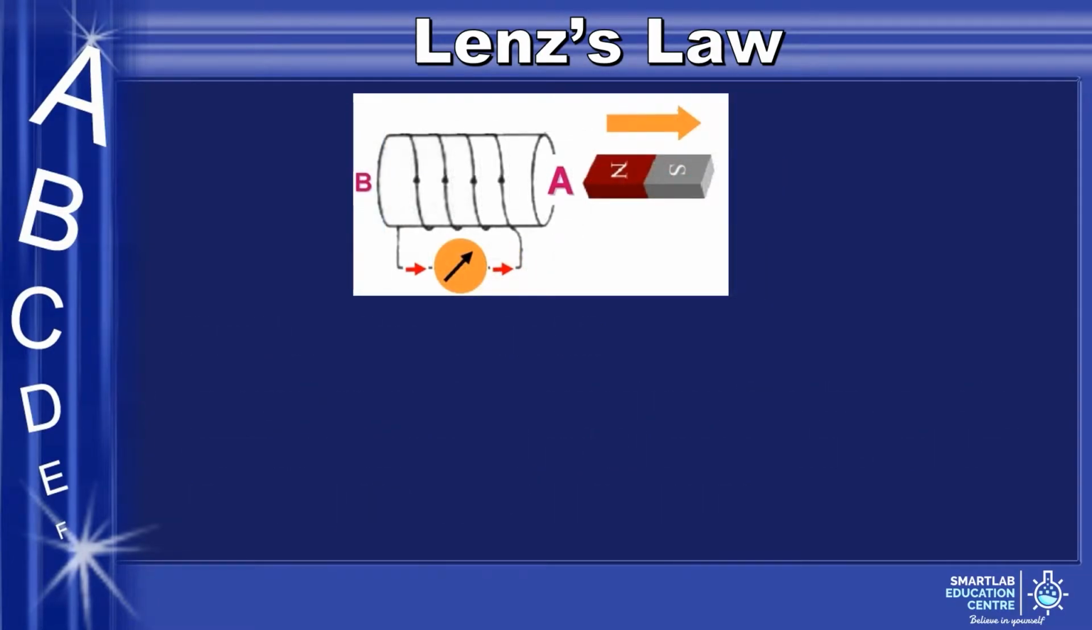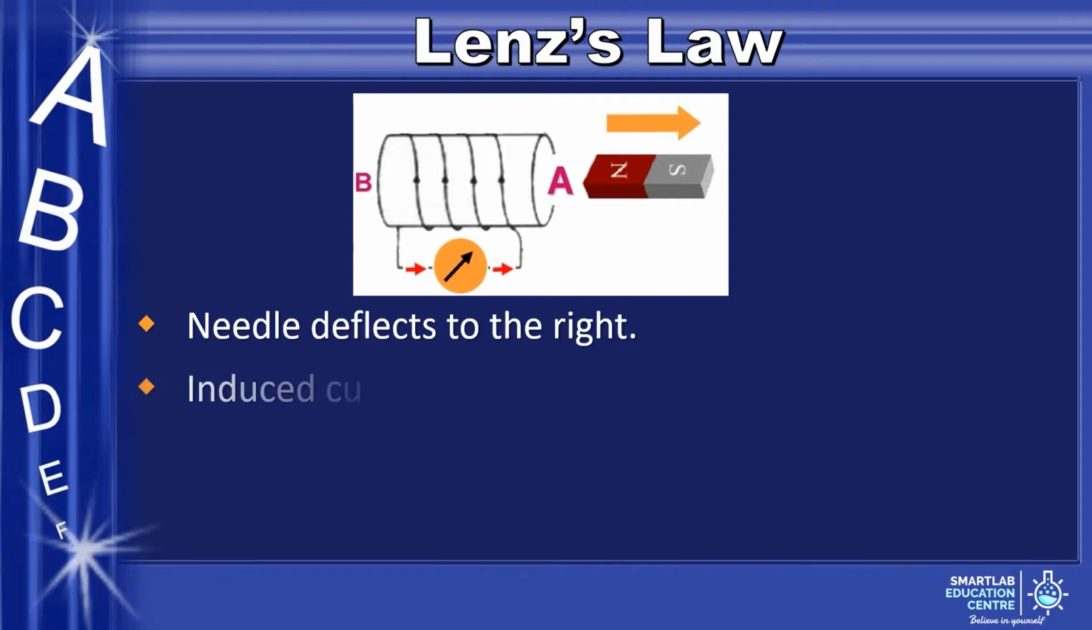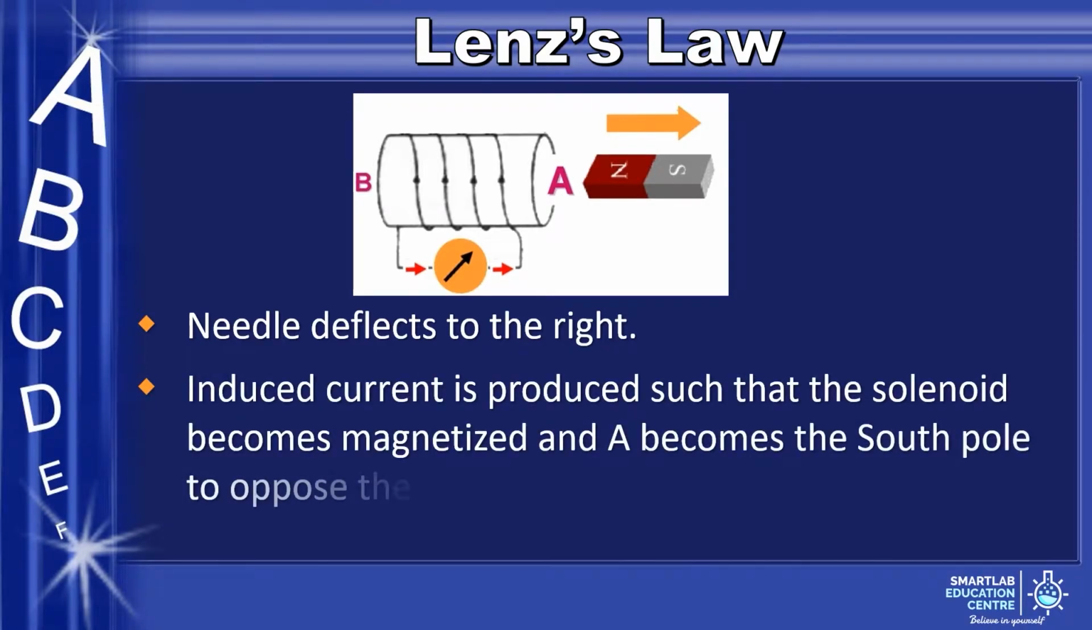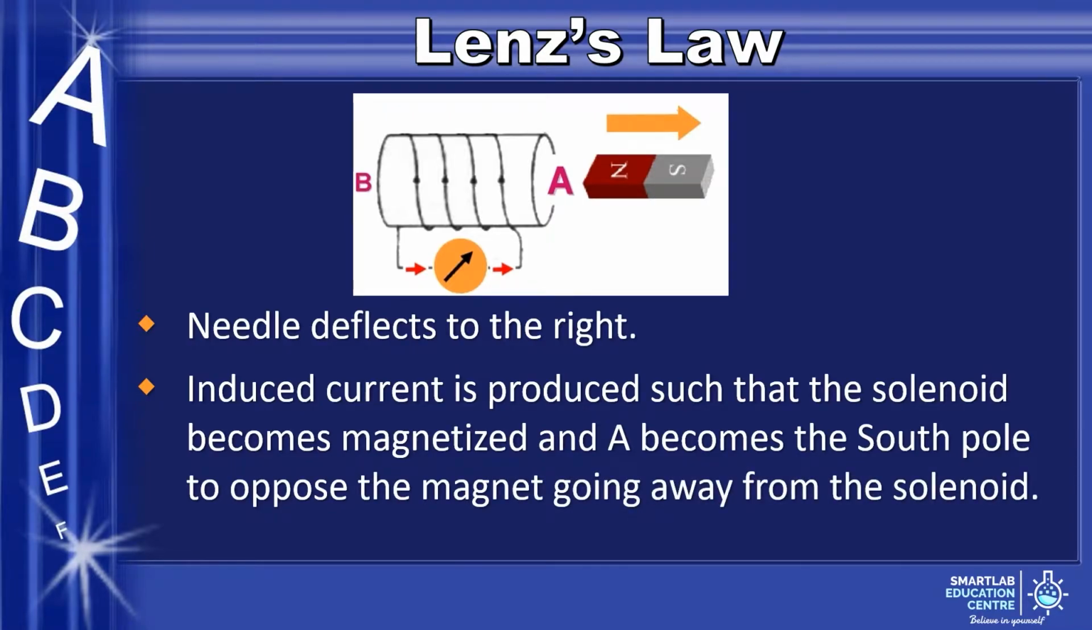Now, the magnet is moving away from the solenoid. What do you observe? The needle deflects to the right and not the left. Induced current is produced such that the solenoid becomes magnetized, and A becomes the south pole to oppose the magnet going away from the solenoid, since the south pole of the solenoid attracts the north pole of the magnet.